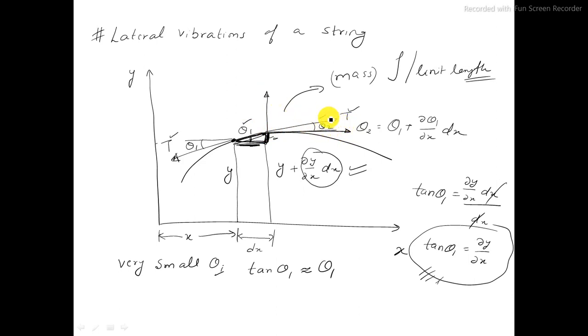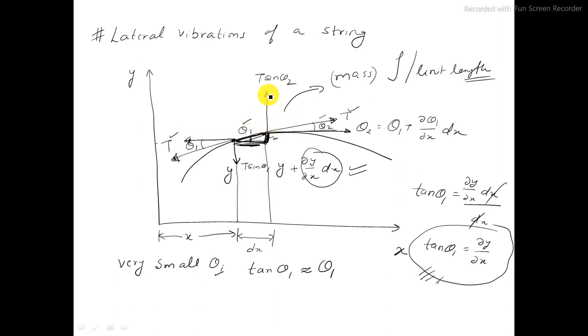So this vertical component will be T sin theta 2. The horizontal component will be T cos theta 2, which I do not write here. On the other hand, this tension T will also make two components. One is vertical and the other is horizontal. This component will be T sin theta 1 and the horizontal component will be T cos theta 1, which I don't write.